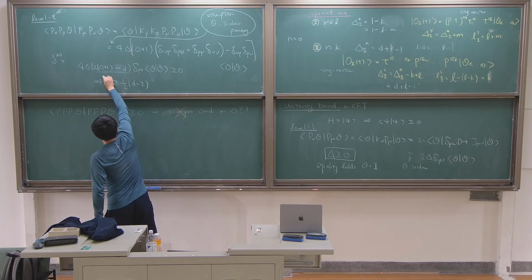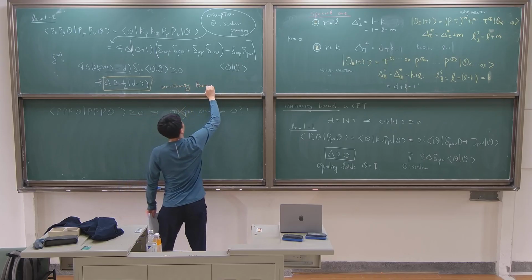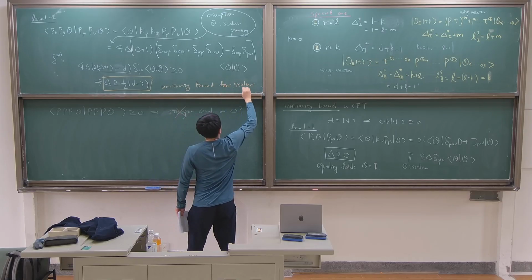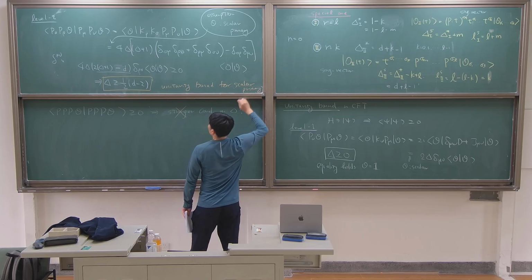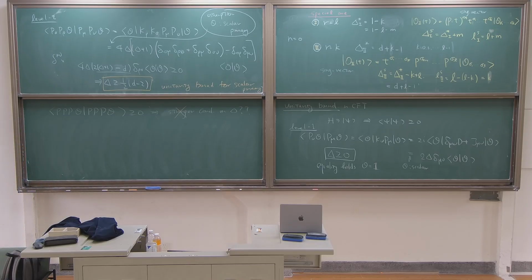And from conformal algebra, this is the unitarity bound for a scalar primary. Okay, that's the key, when d is greater than 2.